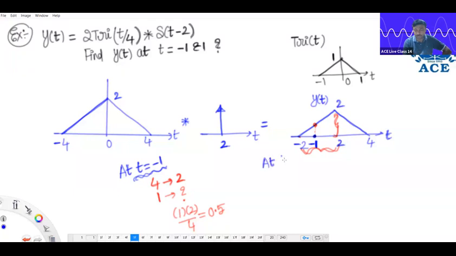In a similar way, what is the answer we can take at 1? Same concept. If you want the answer at 1, now the x-axis width changes to 3 units. 4 units width, height is 2; 3 units width, how much? 3 into 2 by 4.